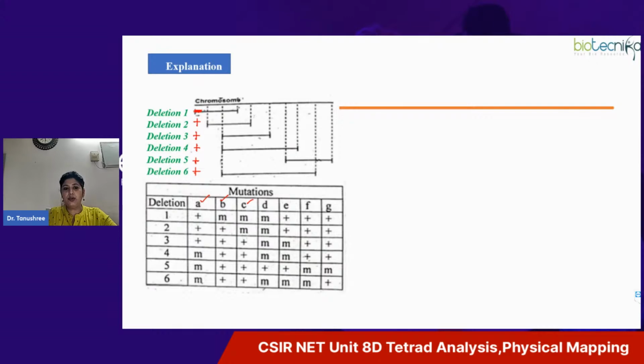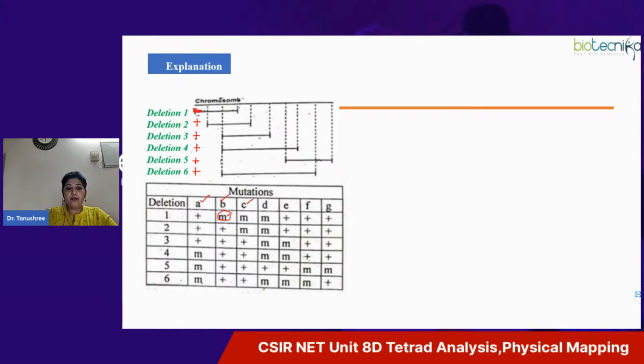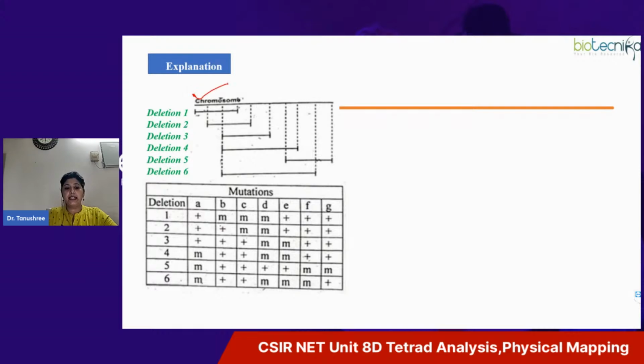Because of the mutant type, anywhere you are getting mutant type, it means, as I told you, that your point mutation and deletion are within the same stretch of DNA. So here you have a mutant. Then if you look here, this is mutant, but here the allele is present. Then here you have mutant. Like this you can write down. Accordingly, you just have to compare. If you remember, I told you the trick: you have to compare this table with the diagram which is given.